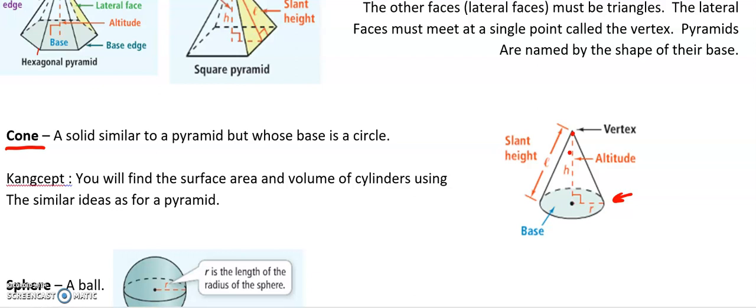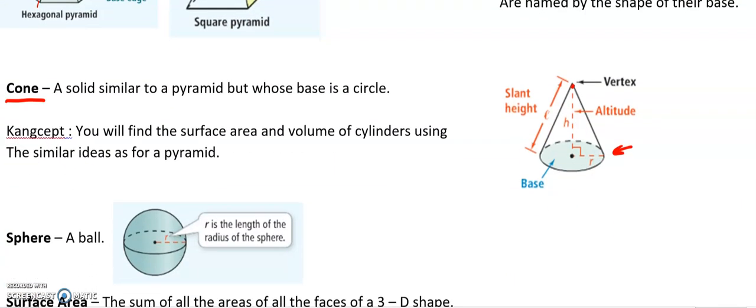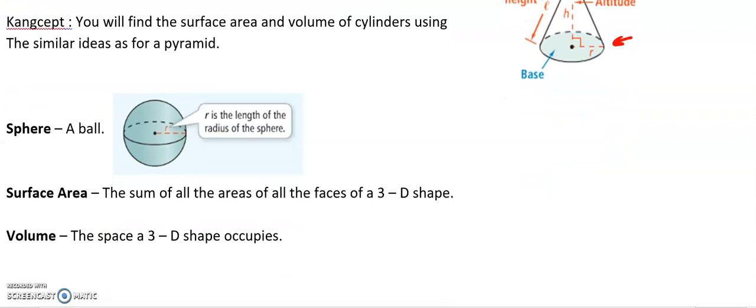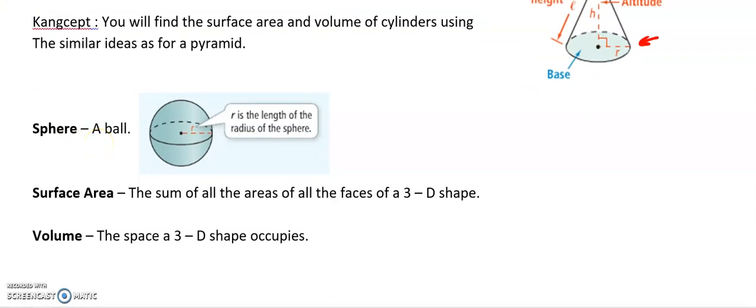And then lastly, ladies and gentlemen, we have the sphere. A sphere is what you guys call a ball, right? A sphere, ladies and gentlemen, is just a three-dimensional circle, all right? And that will have a radius that goes from the center of the sphere out to the edge of the sphere. And those are basically all the shapes that we're going to deal with in this chapter.